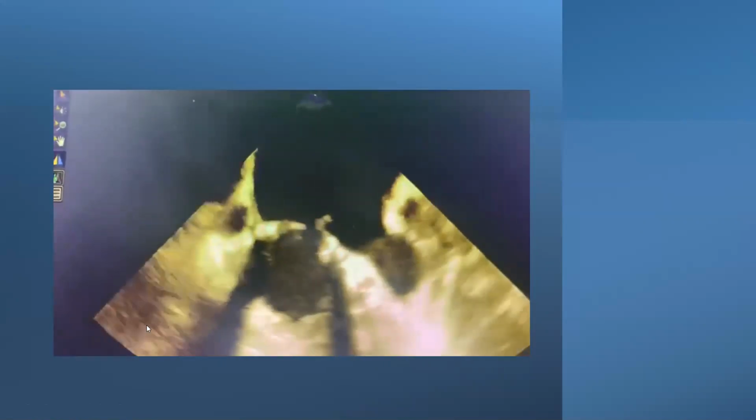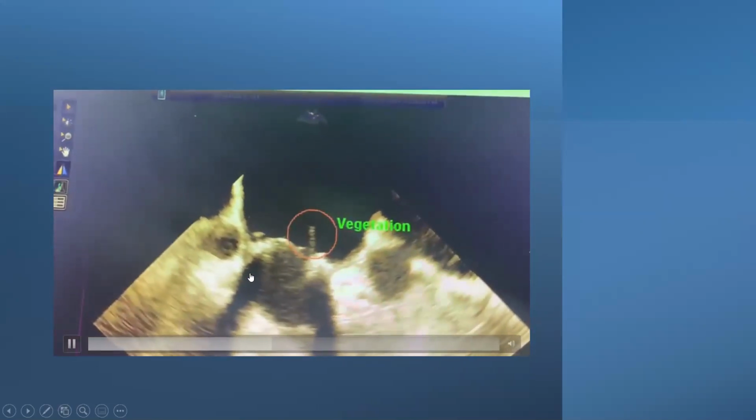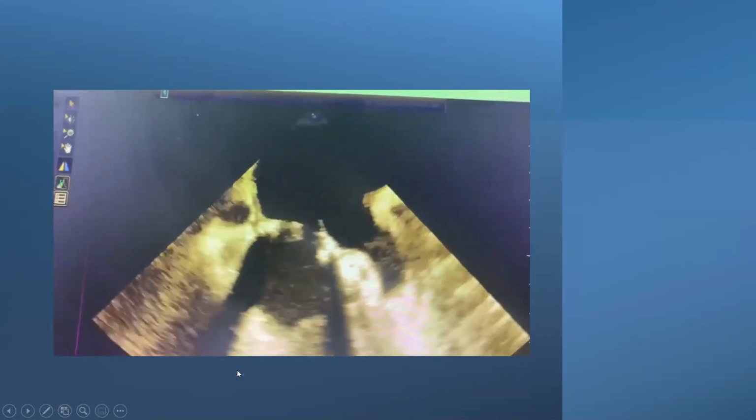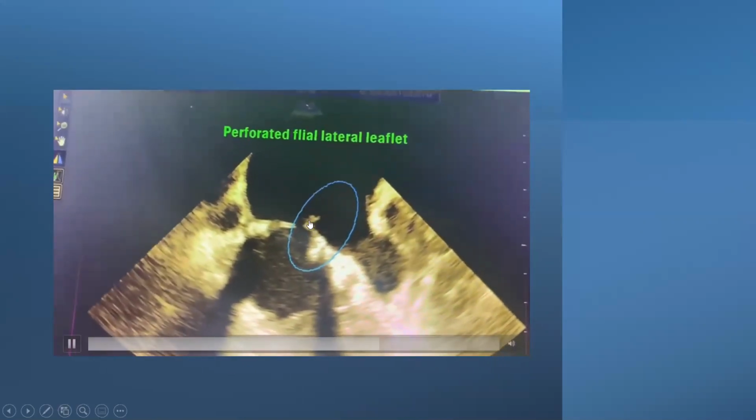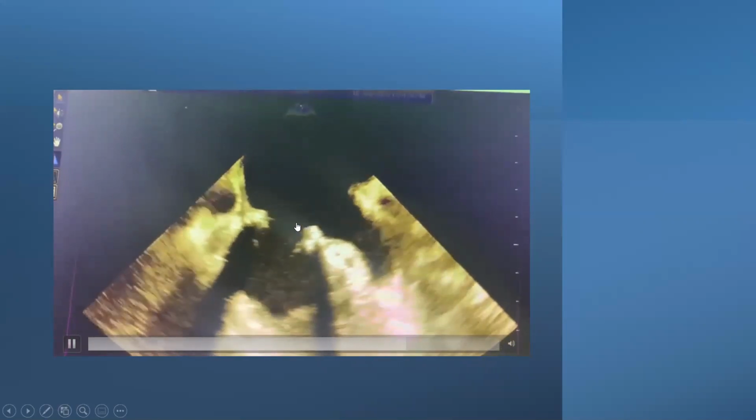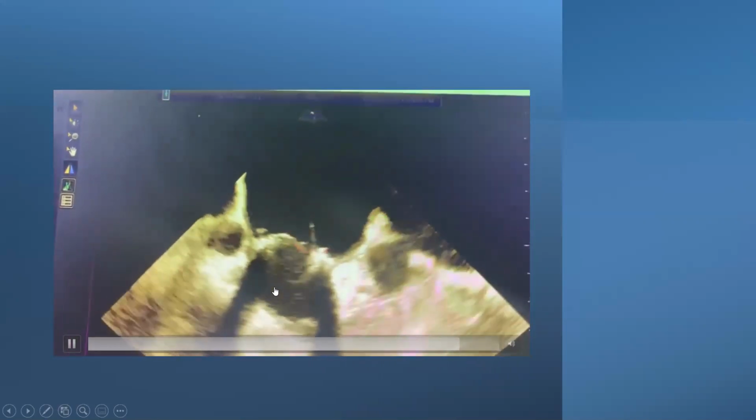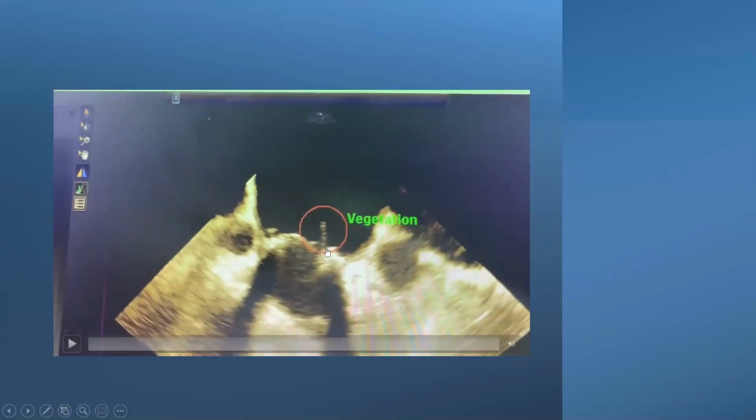How to differentiate? This is mechanical, tissue, or native? What do you think? Tissue. Yes, it is a tissue valve. There are two horns, but there is no shadowing. And what is going on? In this patient, this leaflet is completely destroyed, and there is vegetation. How do I know it is vegetation? It has independent motion from the leaflet.